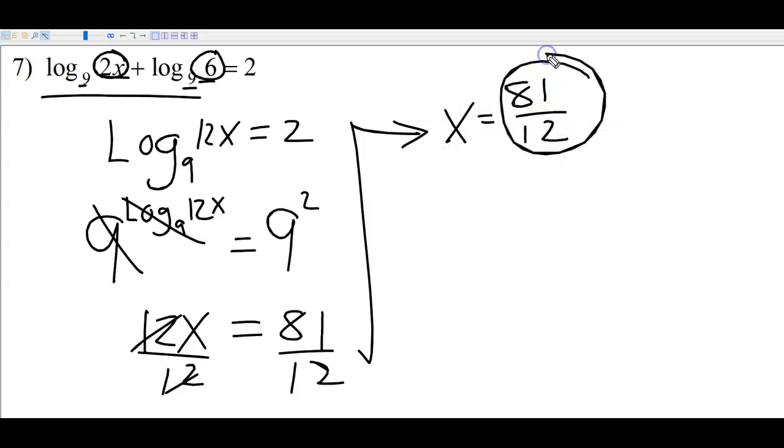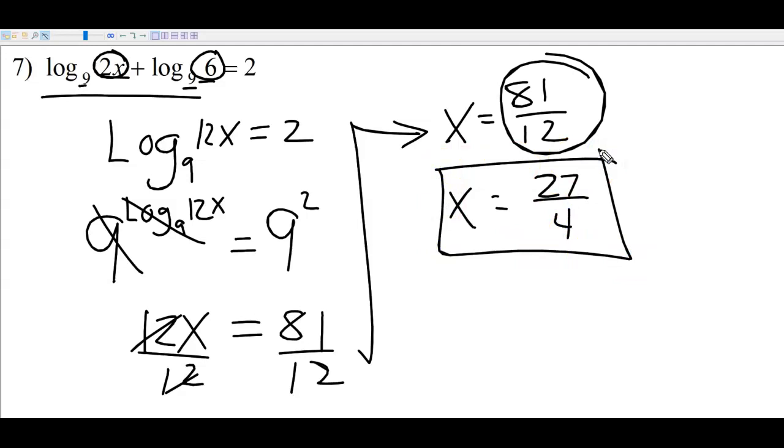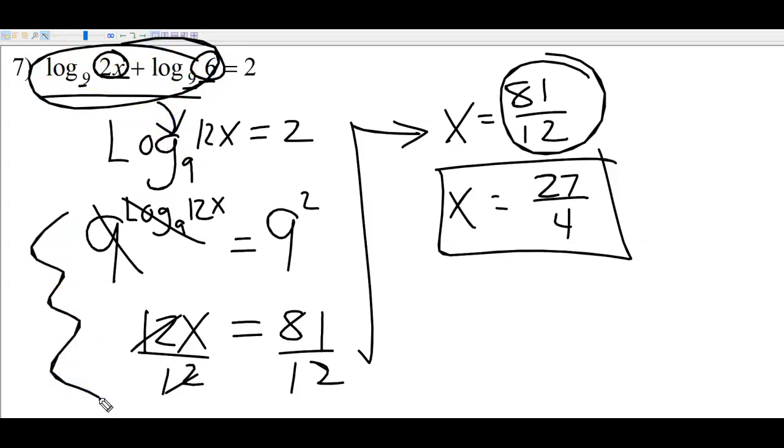This can be reduced, by the way. I know that 3 goes into both of those. So if I reduce that, I get 27 over 4. So the only step that's new on this problem from last week's stuff is the fact that we're using that property to change it into a single logarithm so we can do all the stuff that we did last week to solve the equation. Okay, so there's that.